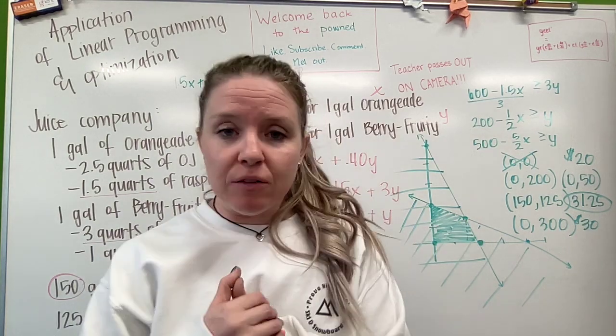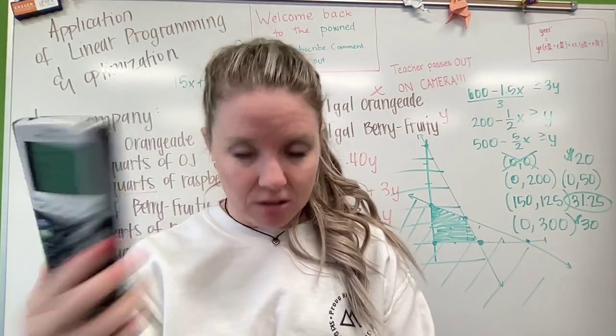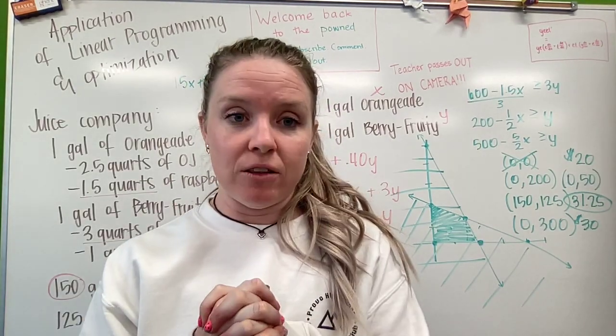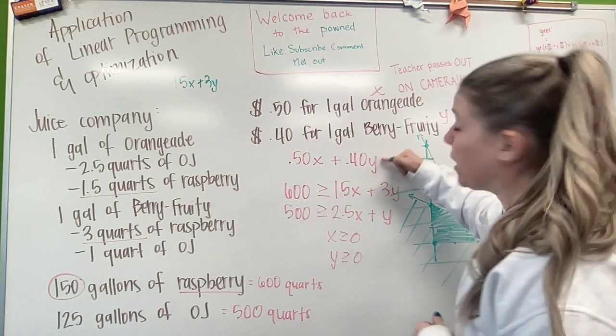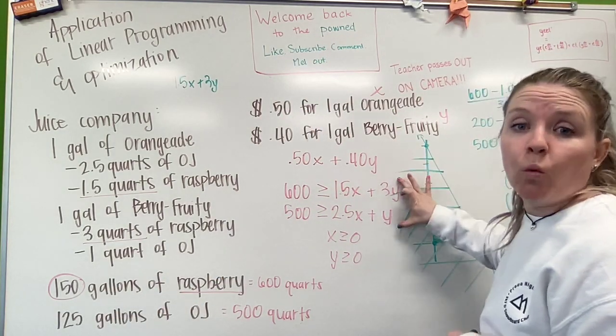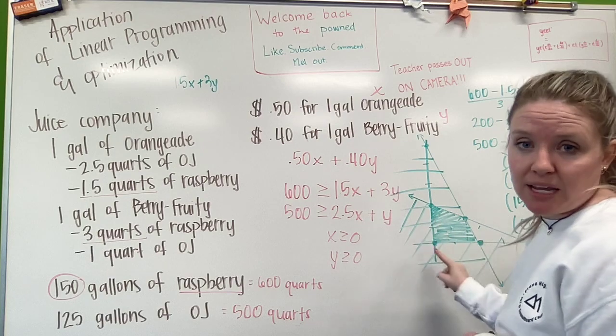So that one took a little bit of work. I resorted to my calculator just to make sure I found those points properly. Okay, but again, what we're looking for is what are we trying to maximize or minimize? What are our constraints and where do they intersect?